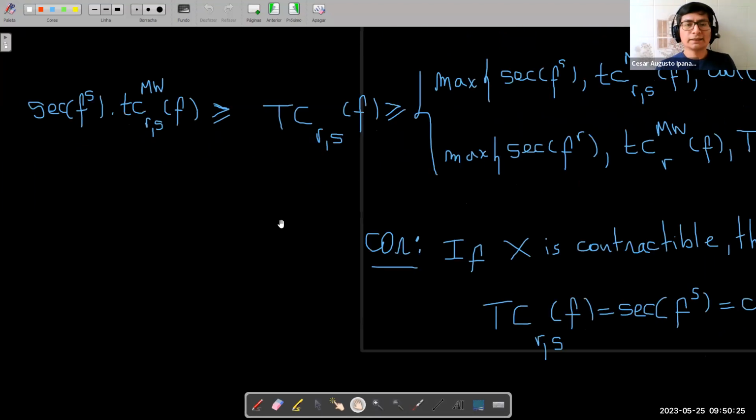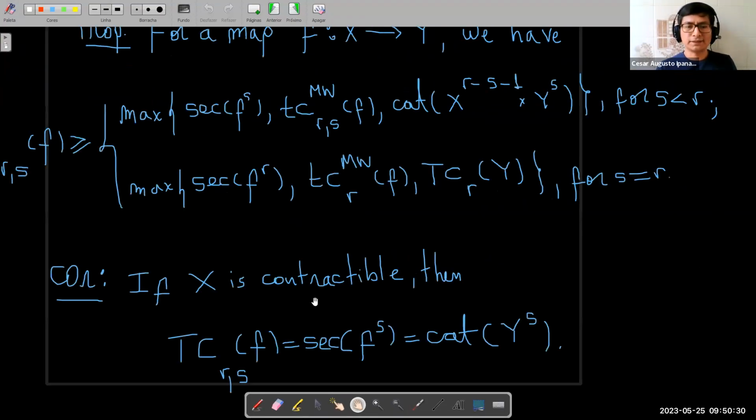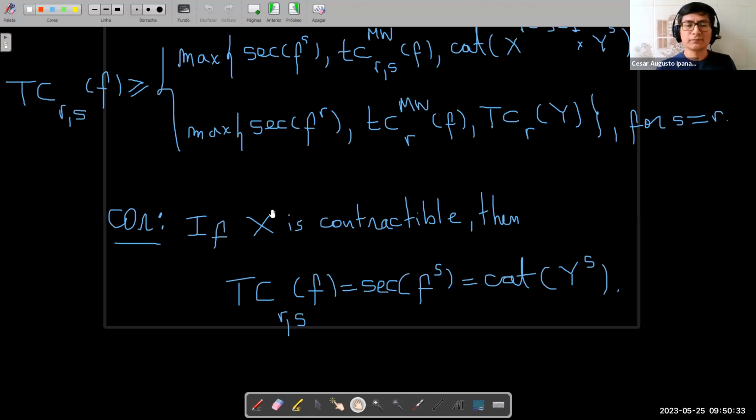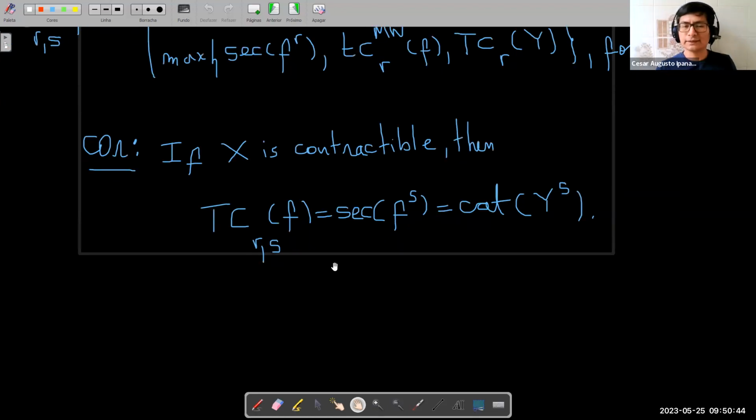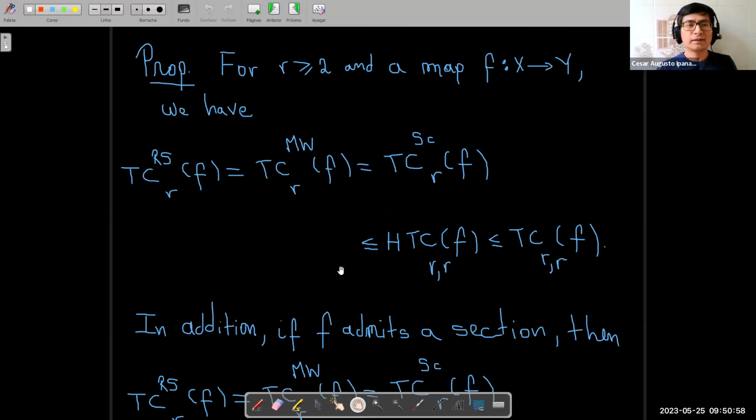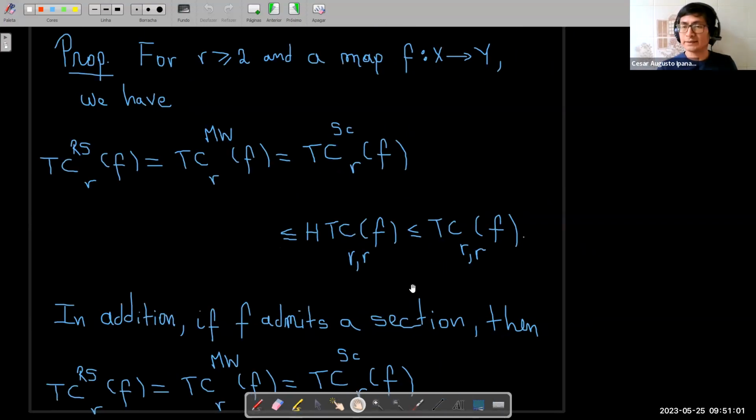As a corollary, when X is contractible, our hierarchy TC coincides with the sectional number of f, which coincides with the category of Y. Here is an example in which the dependence on s is clear. And then we compare our TC with the higher TCs of the previous ones.